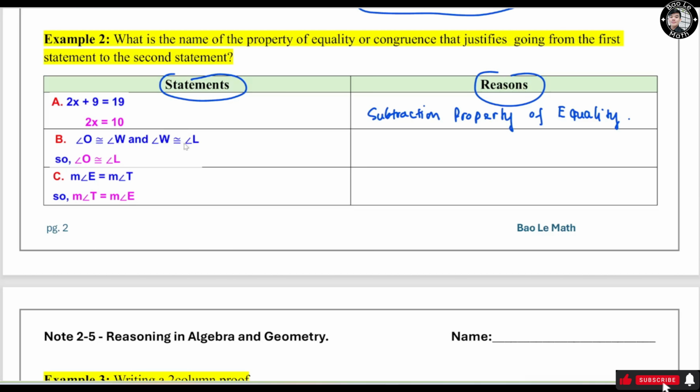Now, second, angle O congruent to angle W. Angle W congruent to angle L. So, angle O congruent to angle L. So, does that mean we need to eliminate this one, right? So, this is called transitive property, right? Now, the last one, measure of angle E equals measure of angle T. Measure of angle T equals measure of angle E. This is called symmetric property of equality, right?